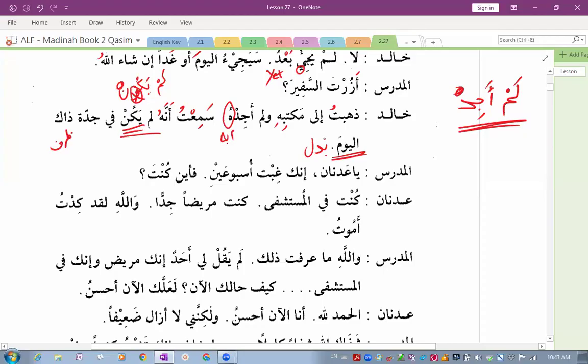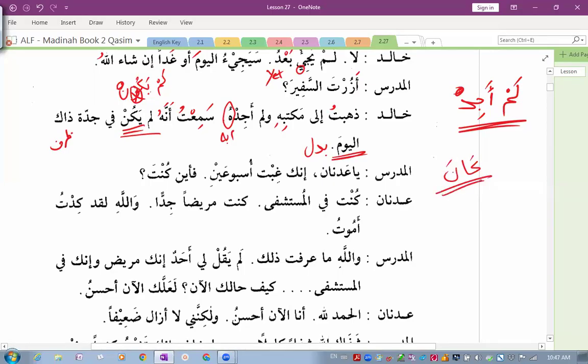المدرس يا عدنان إنك غبت أسبوعين فأين كنت؟ The teacher says, "Oh Adnan, indeed you were absent for two weeks. So where were you?" So kana, can you conjugate for me?